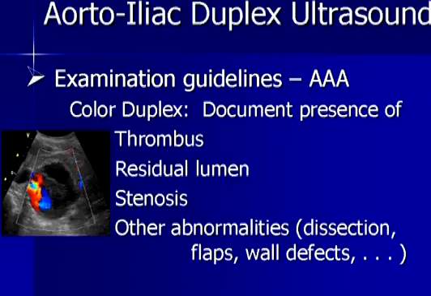Color Doppler imaging will supplement your spectral Doppler data as well as help document the presence of any intraluminal thrombus, which is oftentimes seen in the case of aortic aneurysmal disease. It will document the residual lumen and the presence of any stenosis that might be there, as well as any other pathologic abnormalities such as dissection, intimal flaps, or whatever might be present.